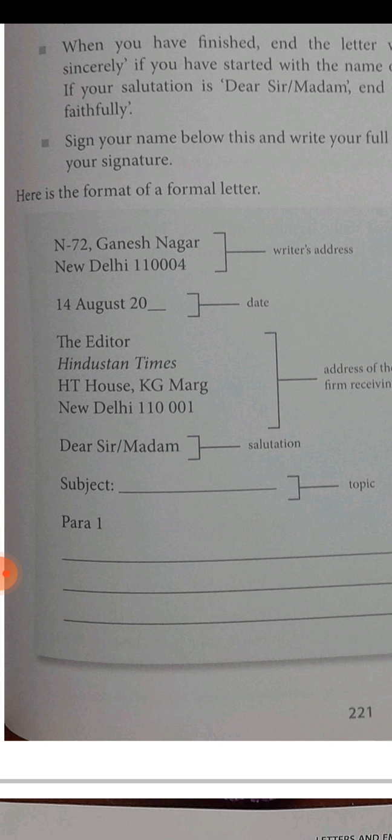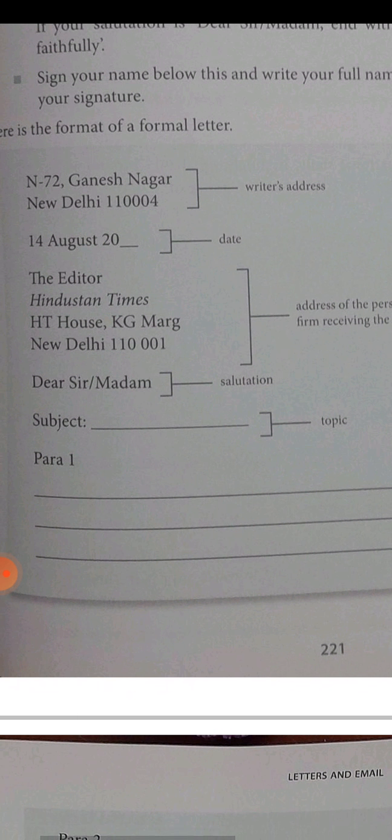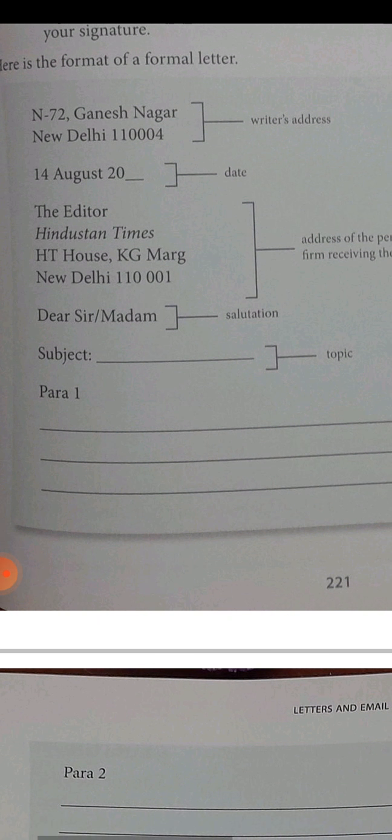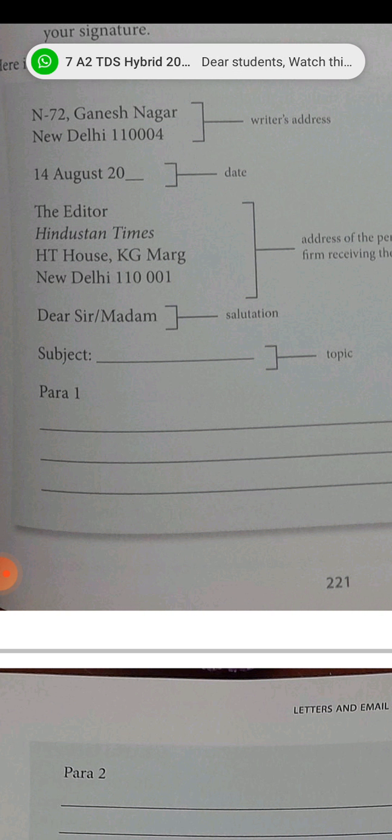On the top left there is the writer's address. After leaving one line there is the date, and below the date is the designation of the person to whom you are writing the letter, and here the designation is the editor. Below that you will write the address of the person to whom you are writing the letter, and then below that you will write the salutation, which is dear sir or dear madam.